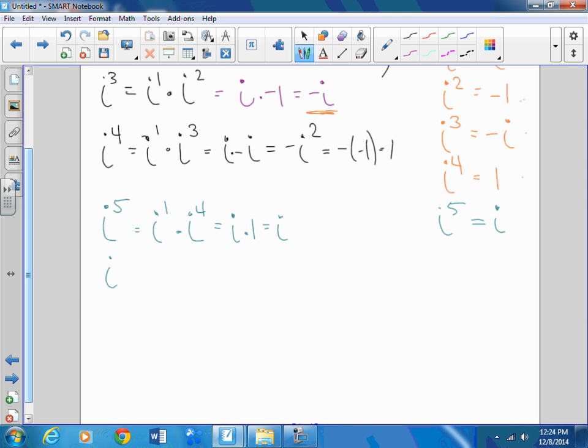Okay, so now let's do i to the sixth. Well, i to the sixth is going to be i to the first times i to the fifth. And i to the first was just i, and i to the fifth I just found out was i. So this gives me i squared, but I already found out i squared was negative 1. So i to the sixth was equal to negative 1. Let's do i to the seventh. Well, i to the seventh is going to be i to the first times i to the sixth. i to the first was i. i to the sixth I just found out was negative 1. So i times negative 1 gives me negative i.